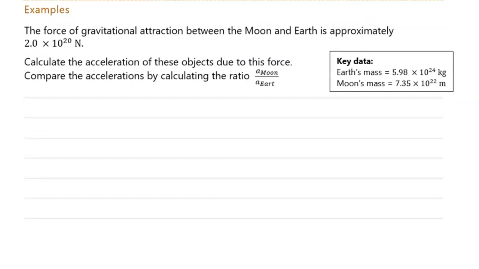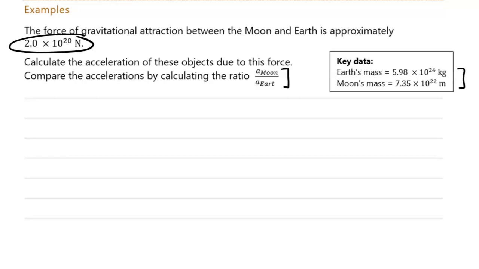Okay, can I get you to have a go at doing this question here? What I'll do is I'll silently do it. There is some data that we've been provided with, force of gravitational attraction between the Moon and the Earth. We're told the Earth's mass and the Moon's mass, and we want to calculate this ratio here. So using Newton's second law and using some ratios, I'd like you to have a go. If you're not sure where to go with this, can I encourage you to just have a watch here.